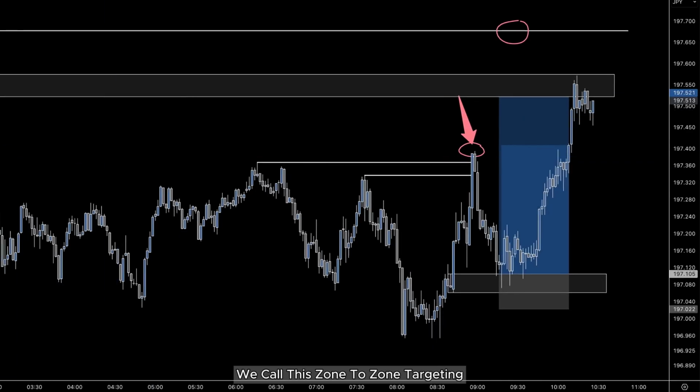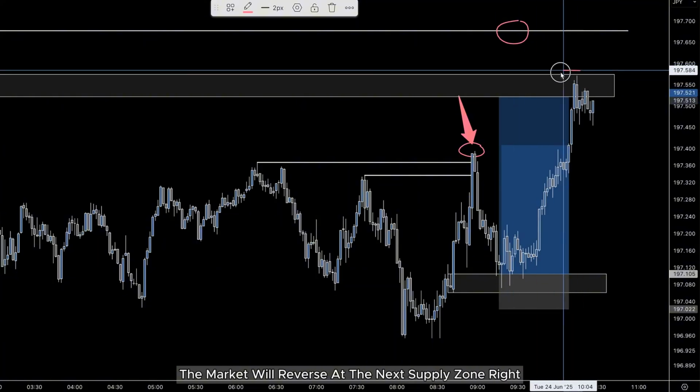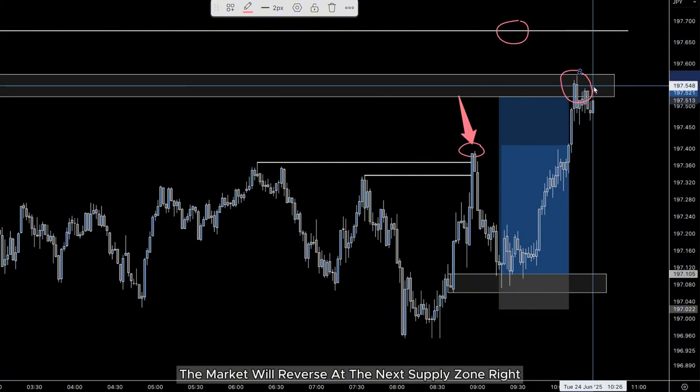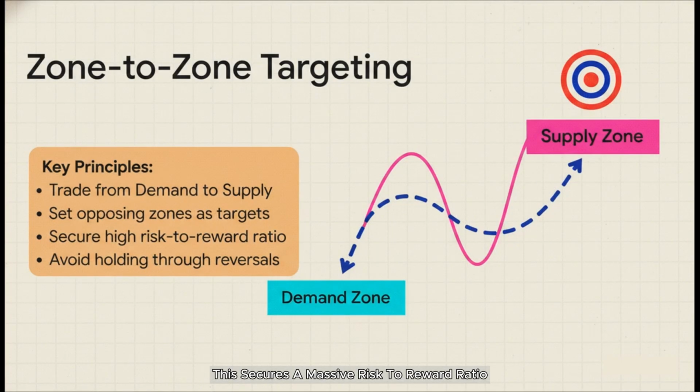And this top-down GPS approach also tells you exactly where you should be taking your profits. We call this zone-to-zone targeting. Think about it. If you buy at a demand zone, where is the absolute most logical place the market will reverse? At the next supply zone, right? So you just set that opposing supply zone as your target. This secures a massive risk-to-reward ratio, and perhaps most importantly, it keeps you from losing all your hard-earned profits when the market inevitably hits that supply and reverses right back down. It's really that straightforward. Just keep it simple and trade from zone to zone.